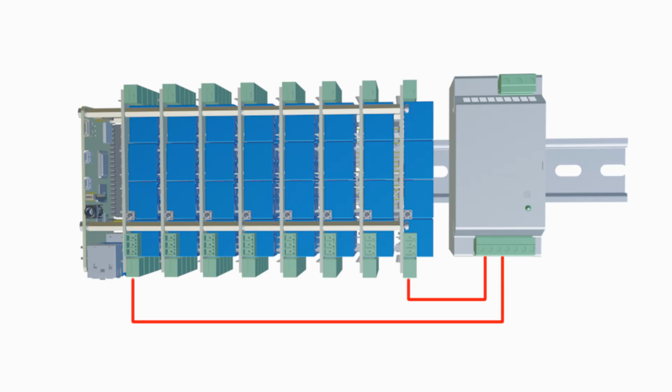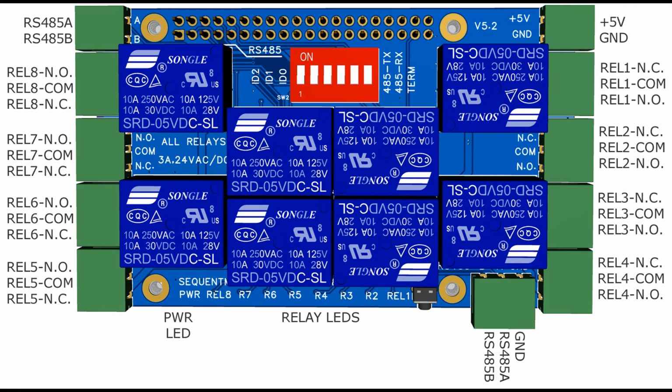For a better current distribution, connect both outputs of the 5 volts power supply to the 2 cards at the end of the stack. The Raspberry Pi will be powered through the GPIO connector. Each 8 relay card has its own 5 volts connector in the upper right corner. Normal open and normal close relay contacts are routed to pluggable connectors.